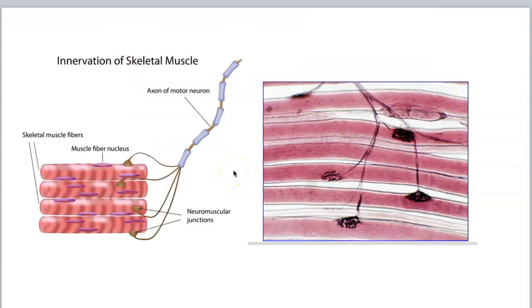This is how it looks underneath the microscope. Here is the axon from the motor neuron. This one is going to 1, 2, 3, 4 muscle fibers. Here is the neuromuscular junction. This is what it's going to look like under the microscope. This is what you're going to be tested on, something like this. Here is the muscle fiber. Here is the neuromuscular junction.